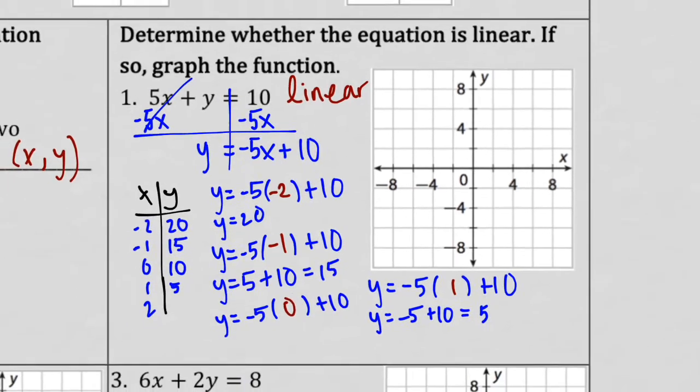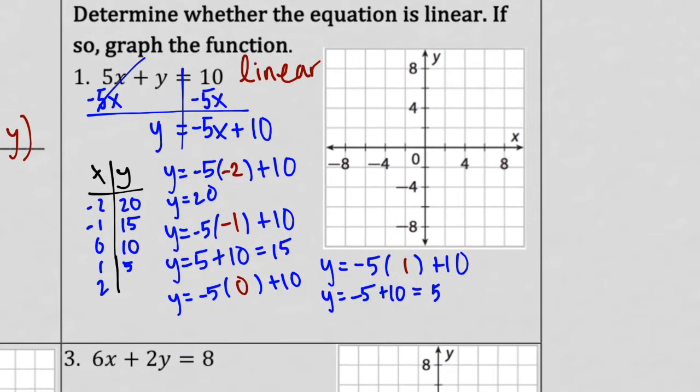And the last one, 2. Let's plug in 2 and see what we get. y equals -5 times x plus 10. Plug in 2. -5 times 2, that's -10, right? Positive times negative. So that's -10 plus 10. -10 and 10 end up canceling each other out and giving you just 0. So that last one is just 0. Alright, and now we're ready to graph.